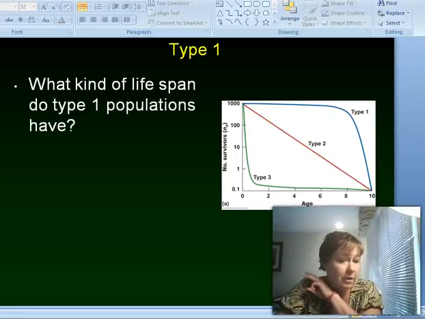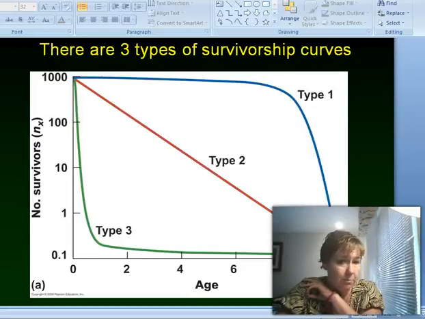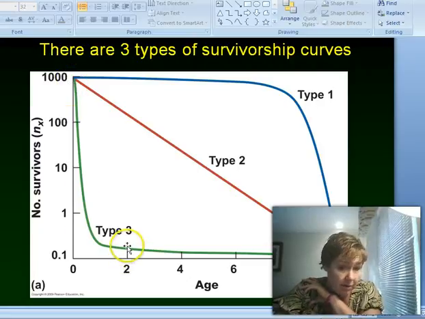Okay, there are 3 types of survivorship curves: type 1, type 2, type 3. Look at this. Not very many people live into age 2 here, but if you make it to age 2, you might even make it to age 10. Here, it's kind of an even shot all the way. And here it's like, oh, everybody makes it to age 8. But then it drops off after that.